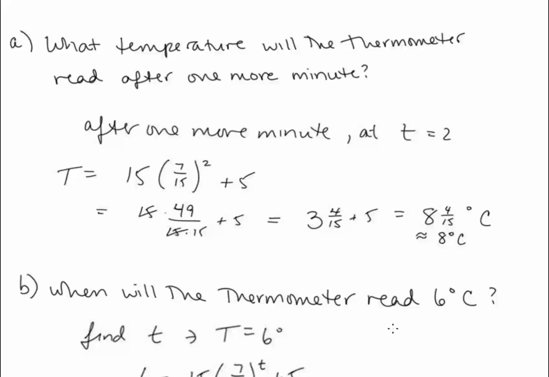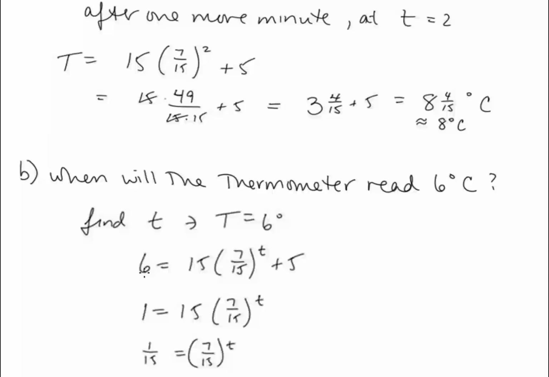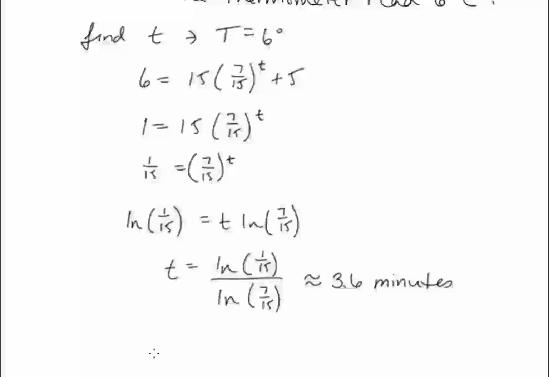Part B says, when will the thermometer read 6 degrees Celsius? Again, they're asking for a when. That means find the time. So find little t such that T equals 6 degrees. So we have a 6 over here, and we want to solve for t. So we subtract 5 from both sides, divide by 15, and then use natural logs. And so t is equal to ln of 1/15 over ln of 7/15, which is approximately 3.6 minutes.